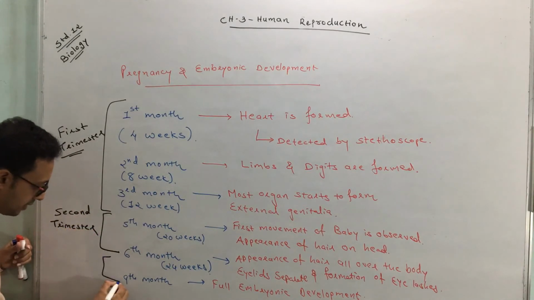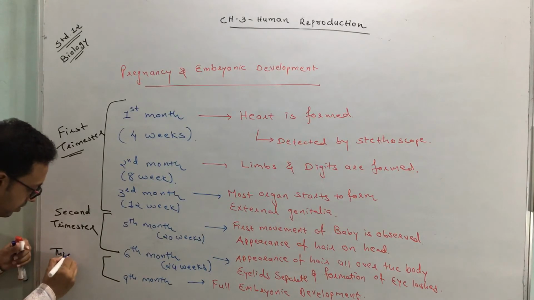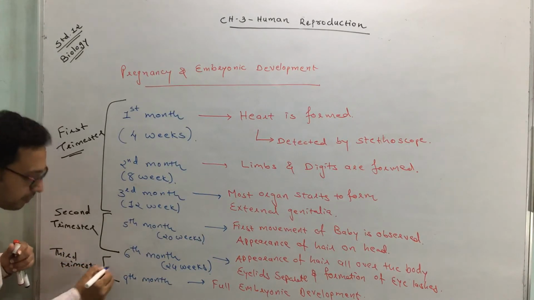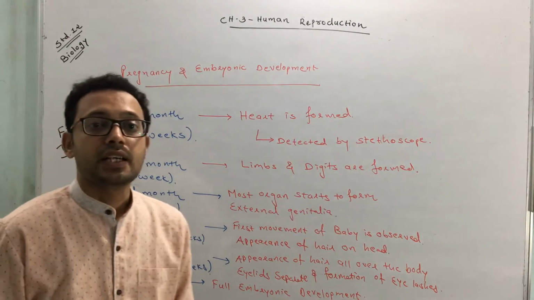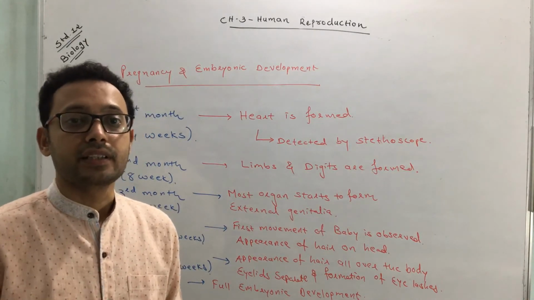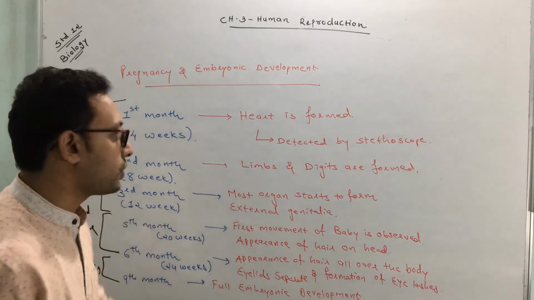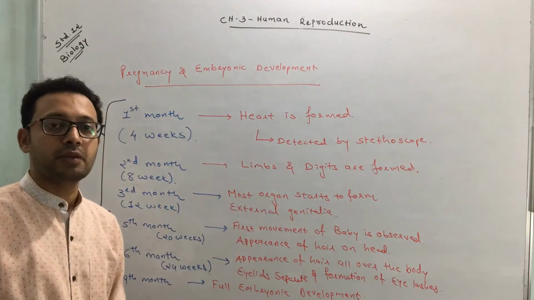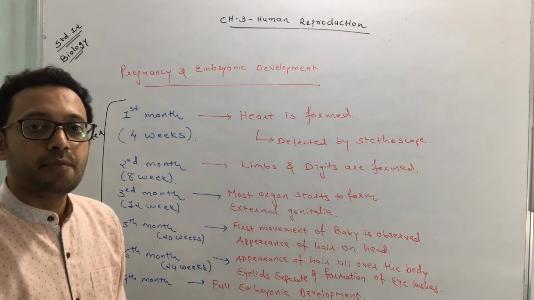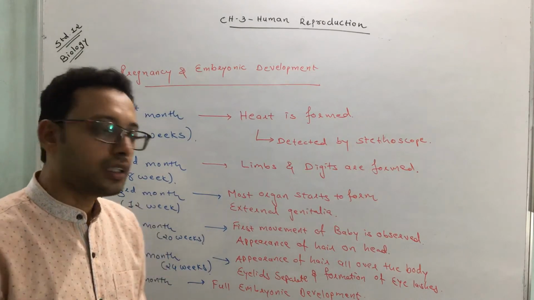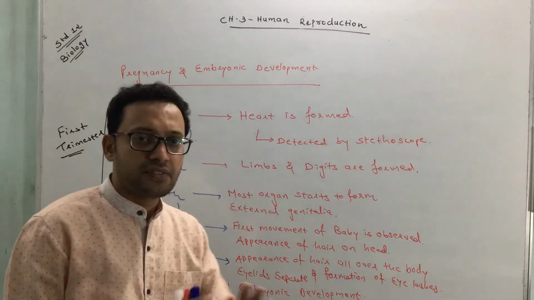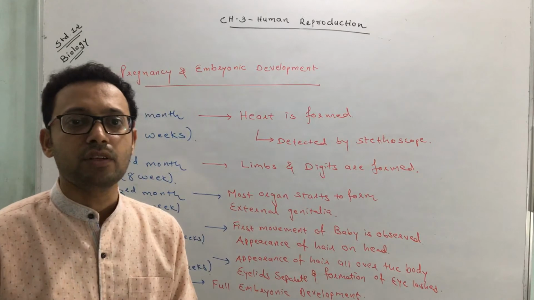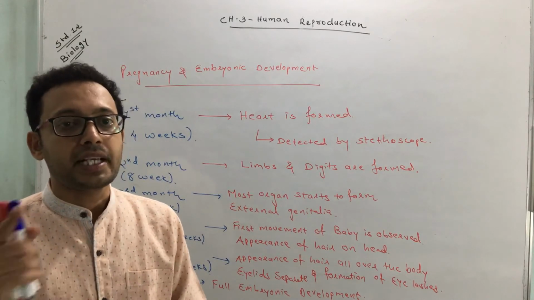And at the 9th month, where the third trimester ends, the baby is fully developed and now it is ready for delivery. So, clear? These are some of the important milestones in embryonic development. Okay. Once the 9-month full term, or full development of a baby, is complete, the next process is going to occur.